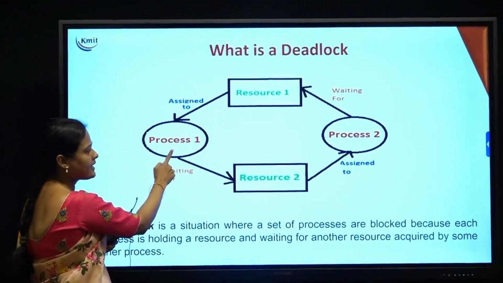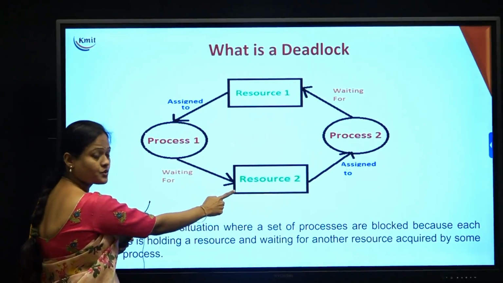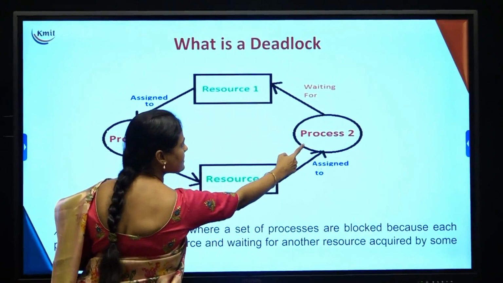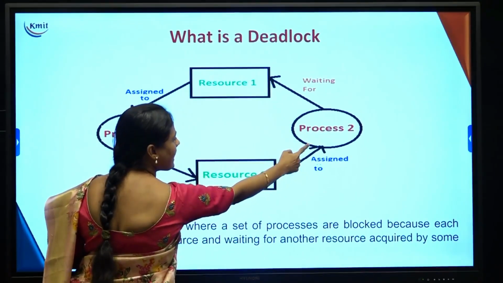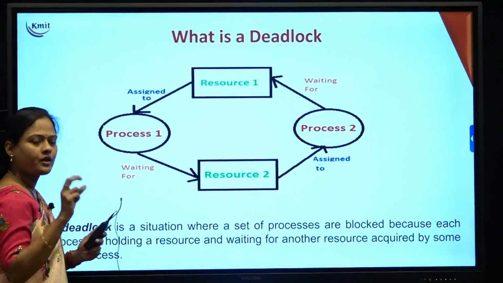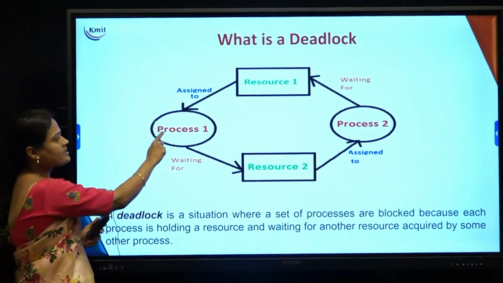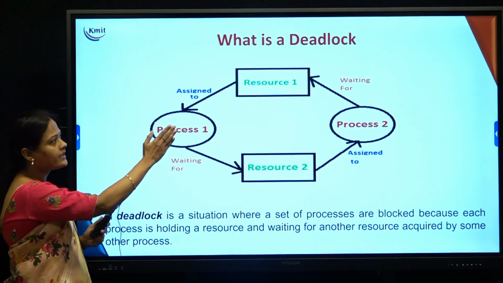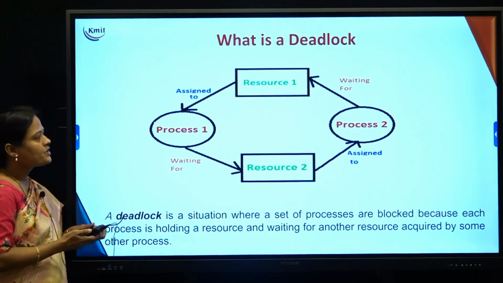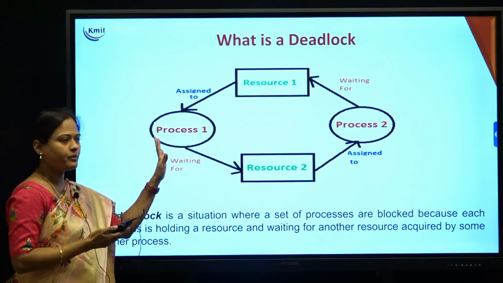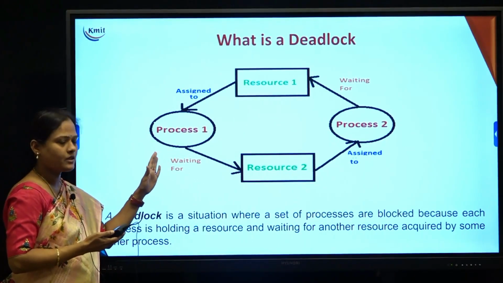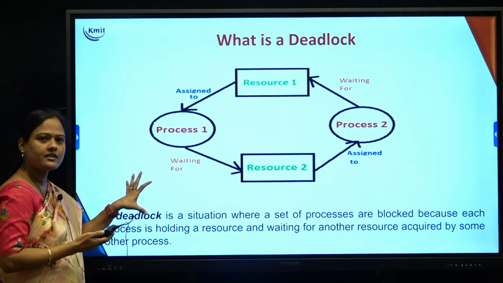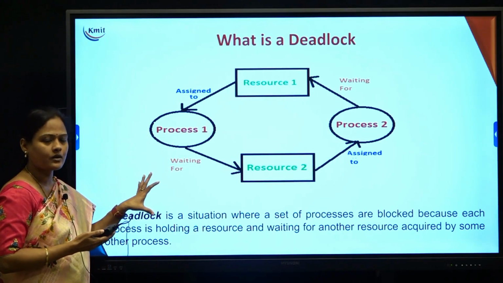Now, as you can see in this diagram, this process has been assigned resource 1 and is in turn waiting for the other resource, resource 2. Similarly, the second process is waiting for resource 1 and has been allotted resource 2. One process is holding a resource and waiting for the other resource, and process 2 is also holding a resource and waiting for the other. In this case, neither process can continue its execution. Since both of them cannot continue execution, we call this a deadlock.